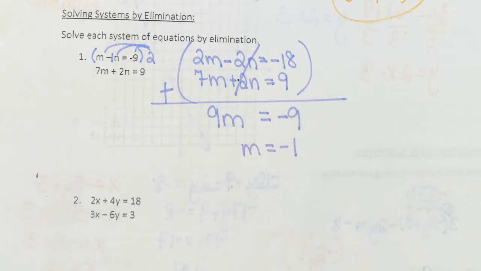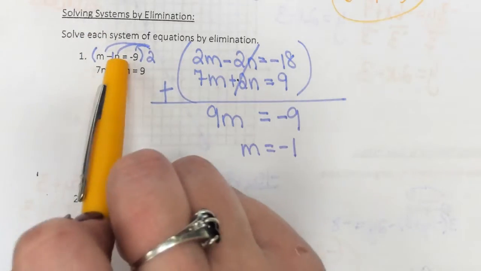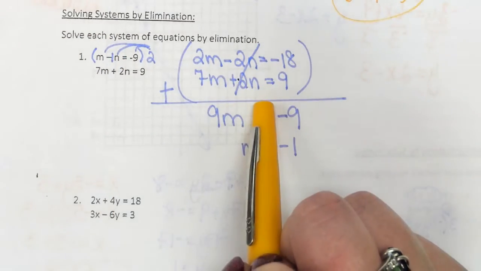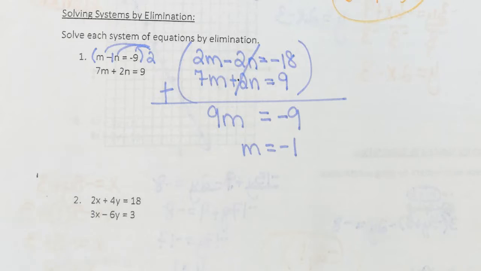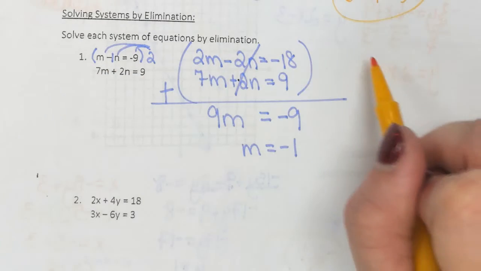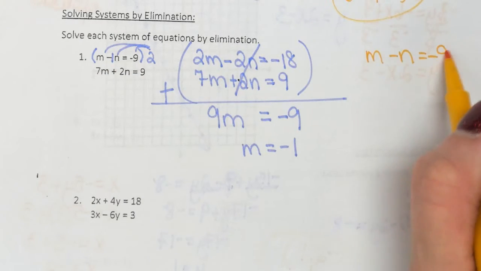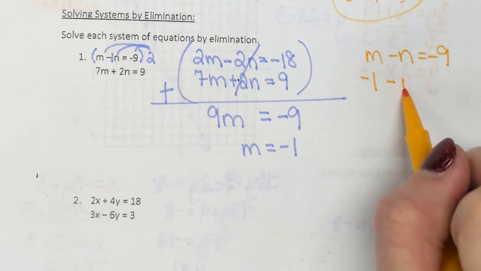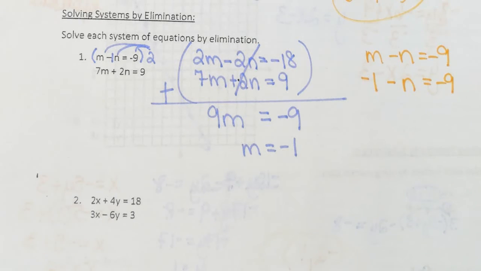Now we got to substitute back in. It doesn't matter, guys. You can either use the first two, or you could use the second two. Doesn't matter. Which one's the easiest one, though? Probably the first one, right? So this would be m minus n equals -9. So -1 minus n equals -9.